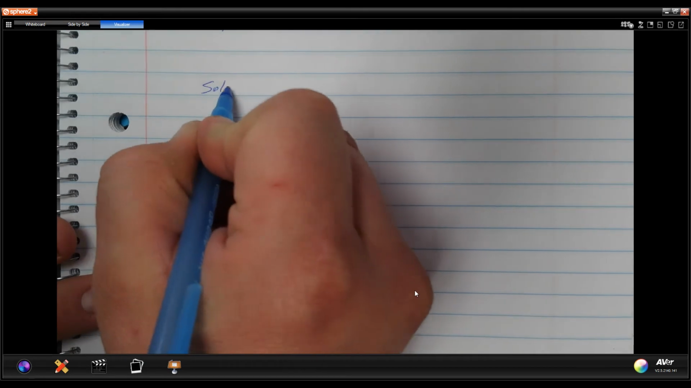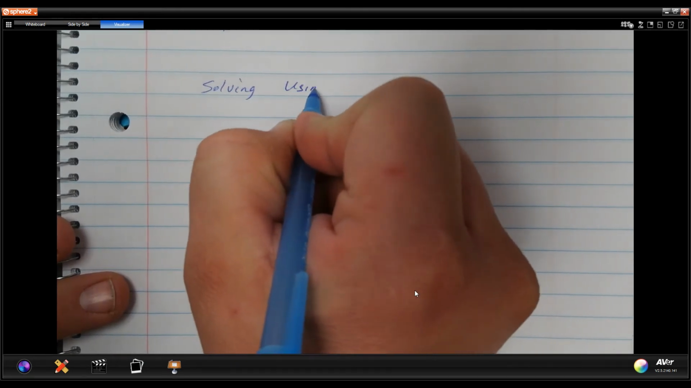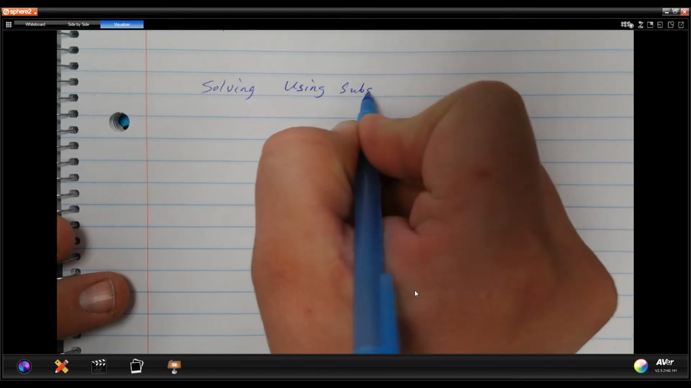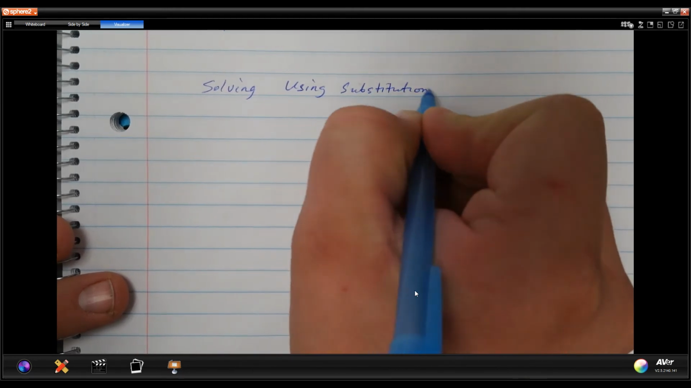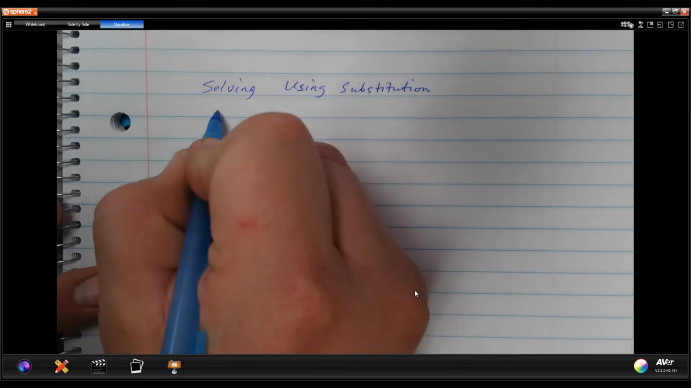Hi guys, I've received some questions about how to solve systems of equations using substitution. I found a couple of examples that I hope will help you out.